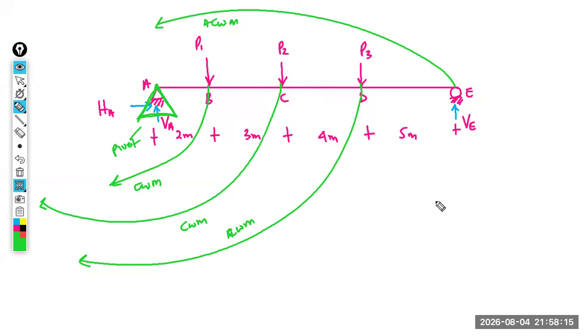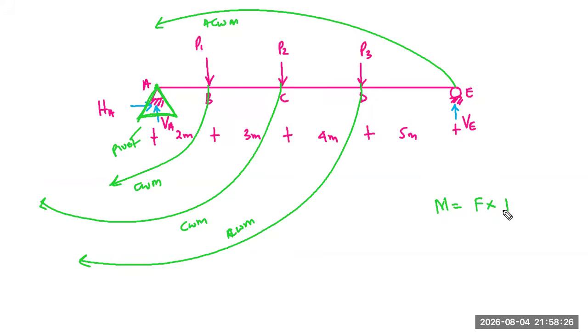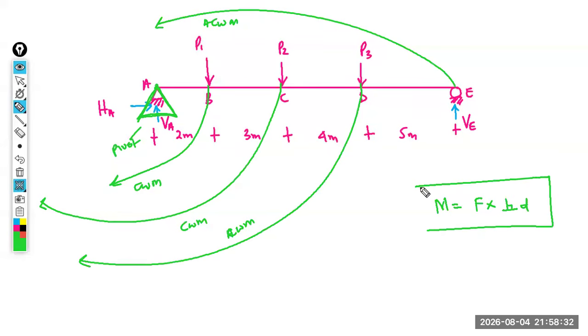Everybody here should remember that moment is equal to force times perpendicular distance. You must remember this all the time. Moment is force times perpendicular distance. So now we have established this is clockwise moment, the P1. How do I calculate the distance? The distance is always calculated to the pivot. So the pivot becomes a reference point. All distances must be calculated to the pivot.